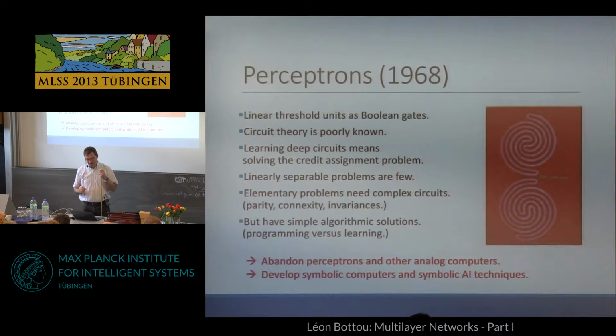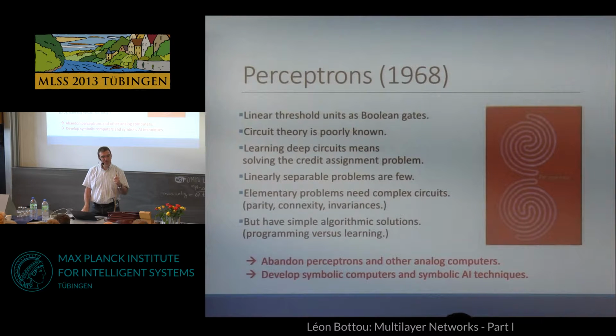The first one is that linear threshold units can be used to implement Boolean gates. And that's pretty trivial. Basically, if you take all your inputs, take a small weight, and have a high threshold, it is going to do an AND. And if you use a low threshold, it's going to do an OR.